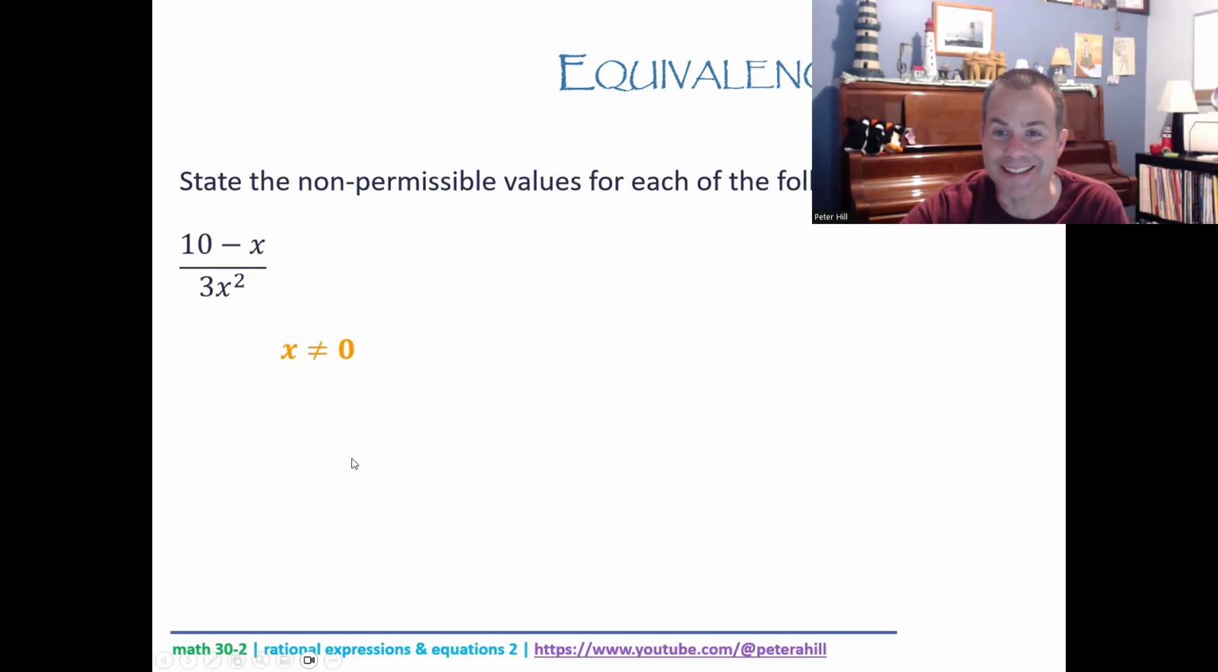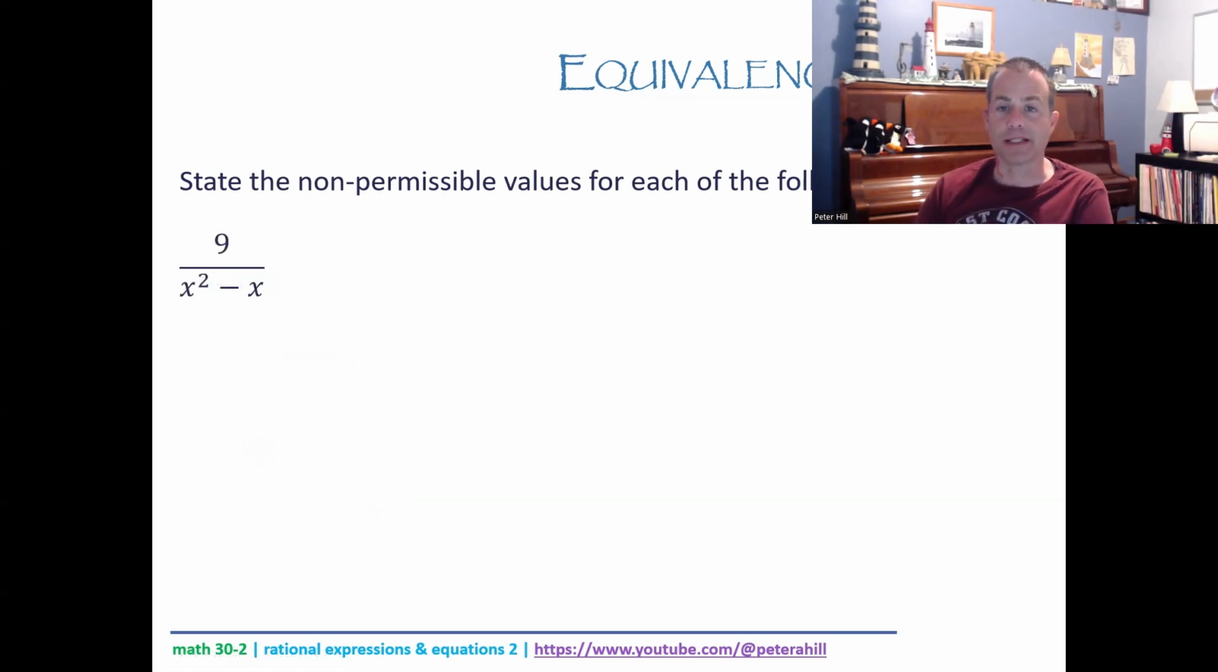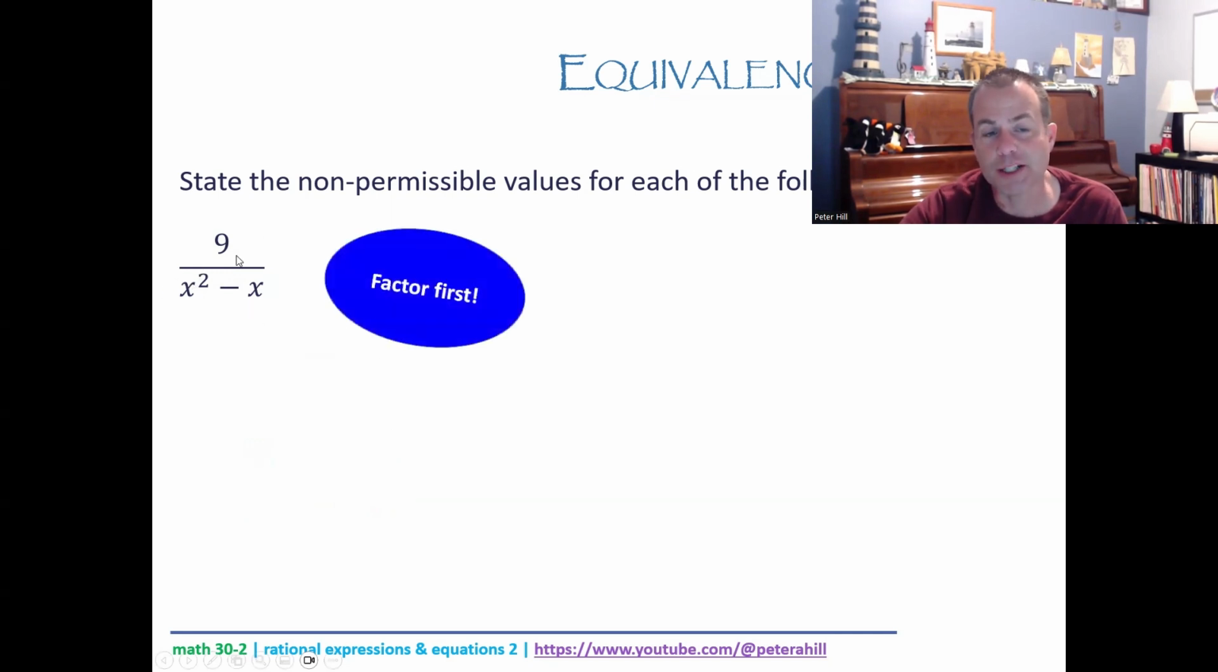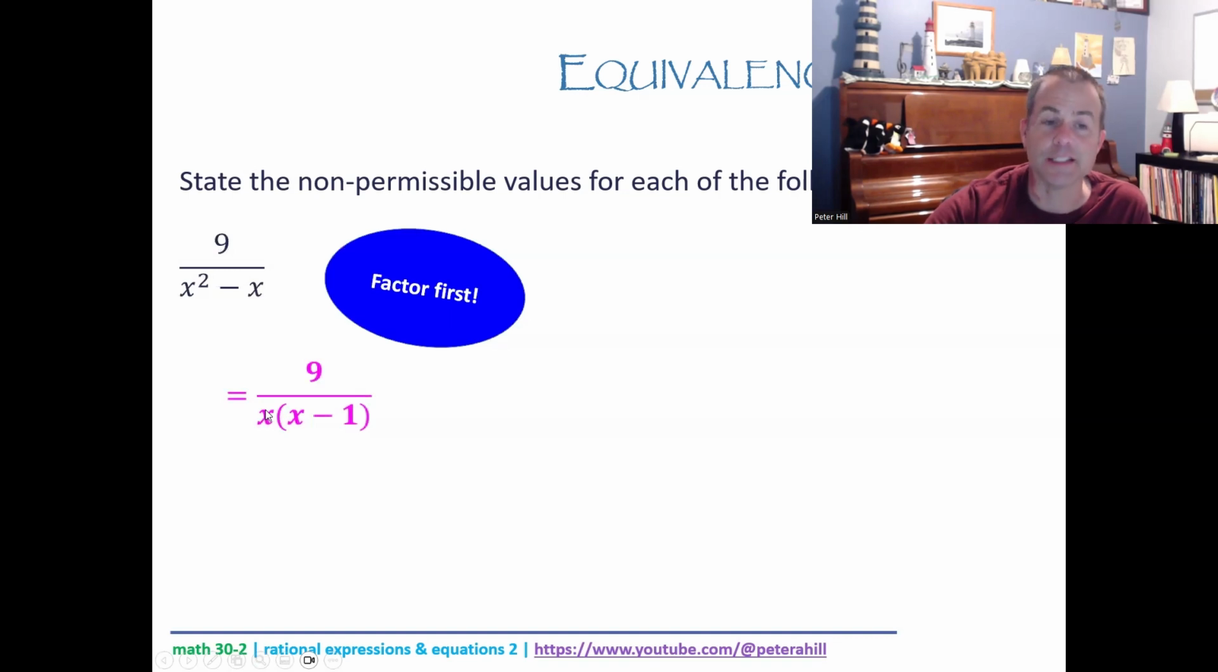Hey, we're rocking this. This is awesome. Okay, 9 over x squared minus x. Now, what I want you to see here, this is just getting a little bit more complicated. We're adding a little layer here, and the layer we're adding is factoring, okay? So you actually want to see in all rational equations and expressions, you want to see what you can factor first. On x squared minus x, there's an x that's common. So I'm going to factor that x out, and that leaves me with x times x minus 1.